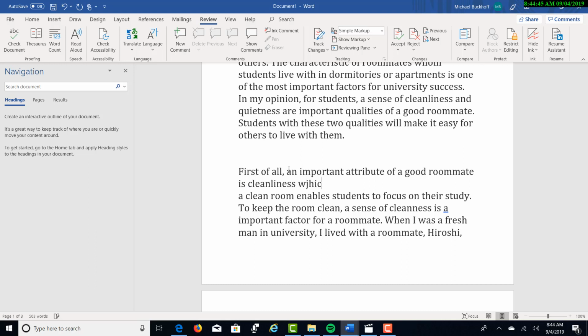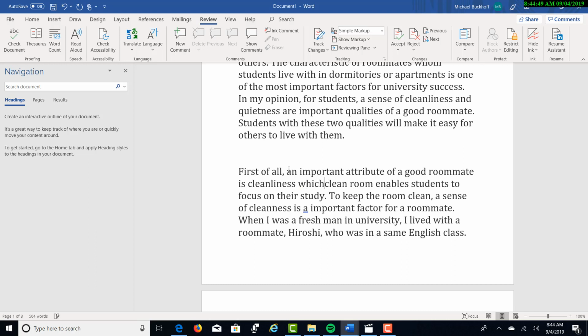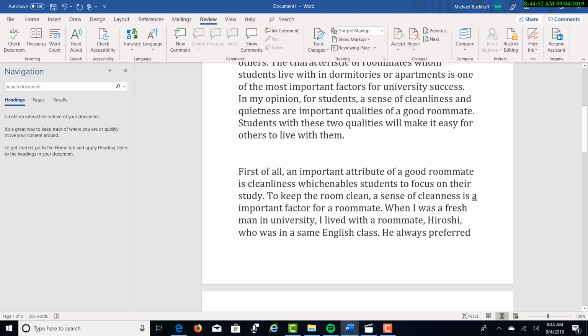How about, and then we'll take this here. An important attribute of a good roommate is cleanliness, which enables students to focus on their studies. Because you have there as plural, let's make this plural. So be careful with your plural versus your singular nouns. Okay.